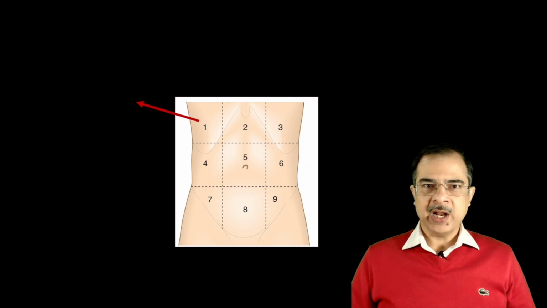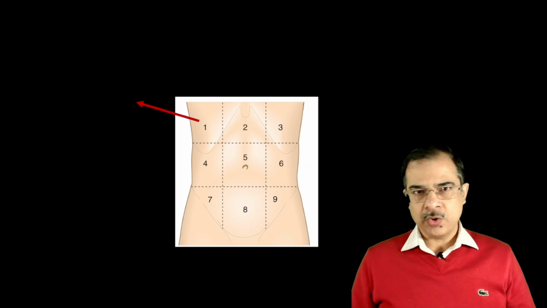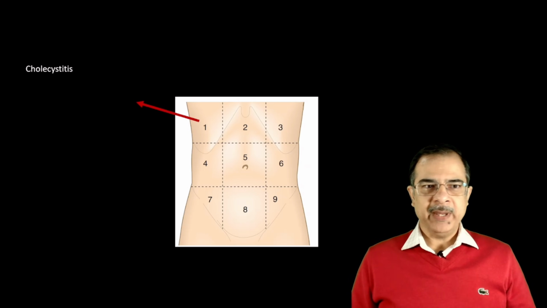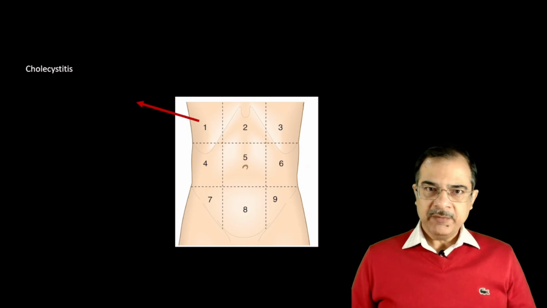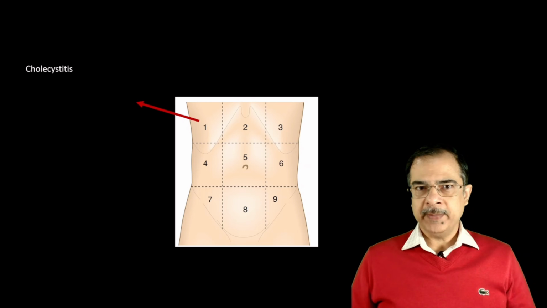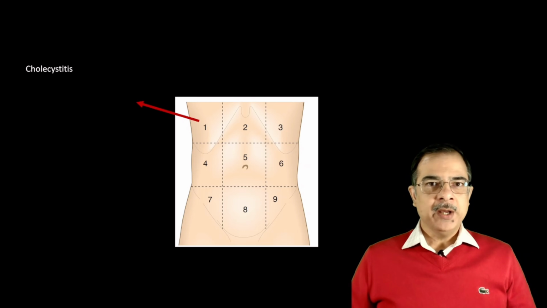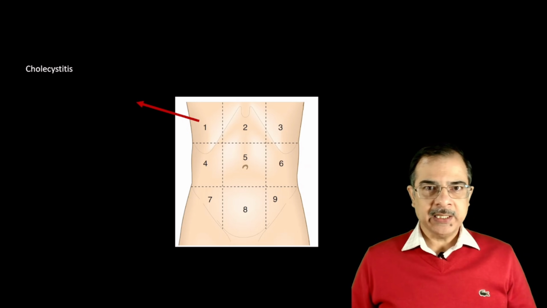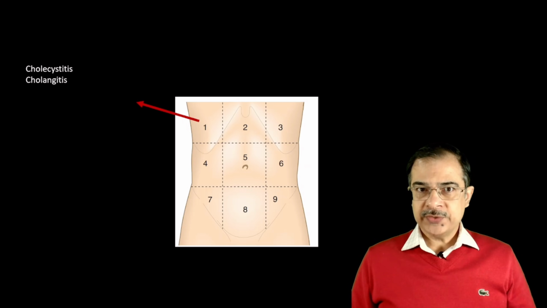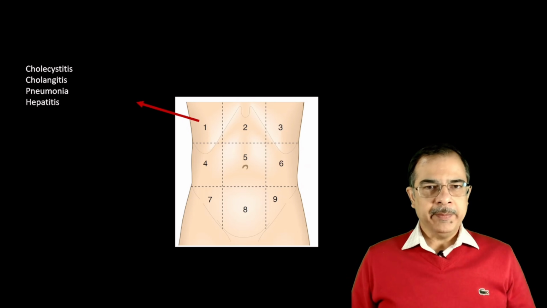If it is the right upper abdomen, the pain will be of cholecystitis. The features of cholecystitis will be that the patient will have fever, and the patient will have the classical Murphy sign. Cholangitis, the patient will have jaundice and fever. Pneumonia will be associated with cough, sputum, and signs of consolidation. Hepatitis, the patient will have tender hepatomegaly along with icterus.